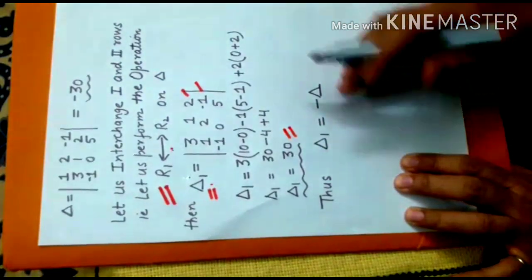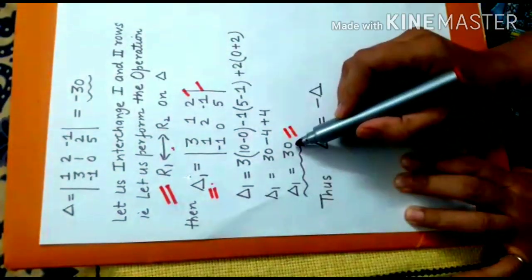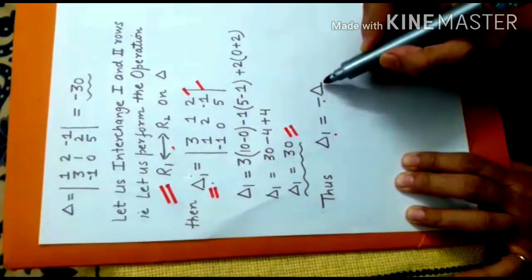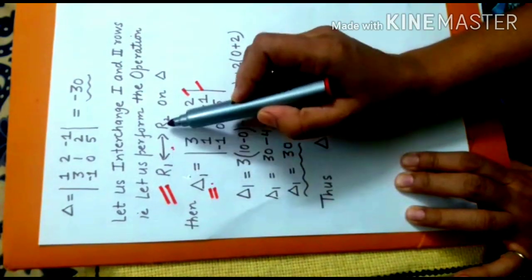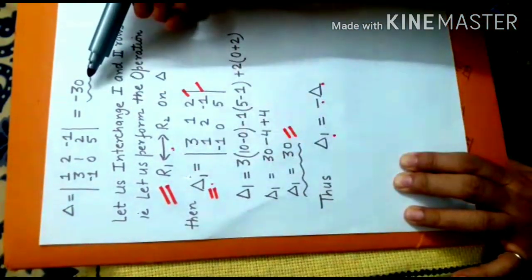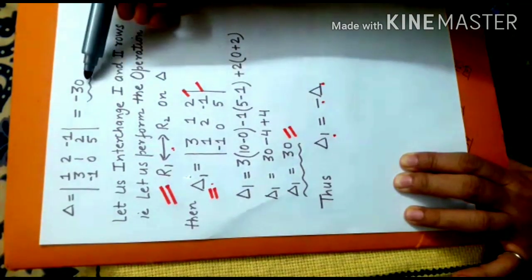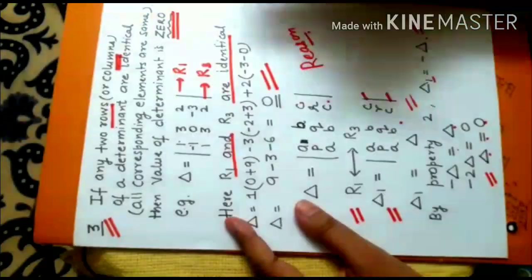Now you can see delta was -30 and delta 1 is 30. So delta 1 is the negative of delta. That means when we interchanged two rows, the sign of the determinant is changed. Earlier it was -30, now it has become 30.